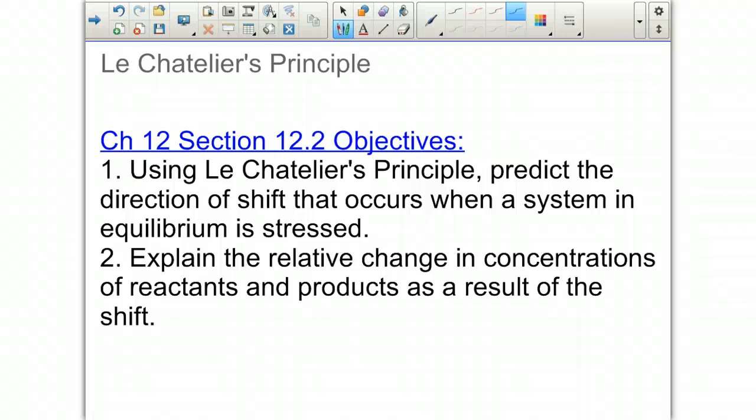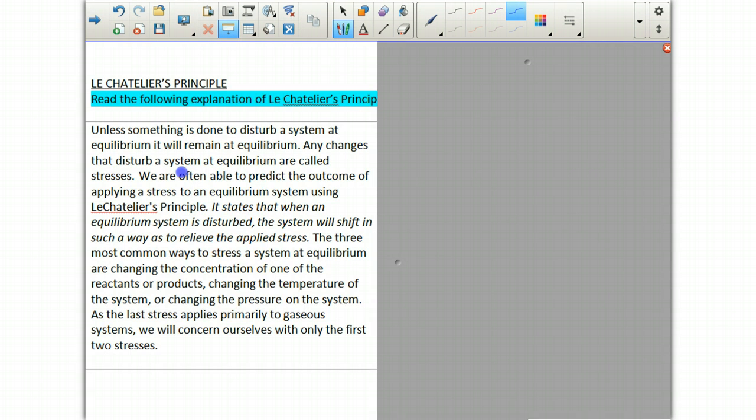Chapter 12, Section 12.2, Objectives. We're going to use Le Chatelier's principle to predict the direction of shift that occurs when a system in equilibrium is stressed. Then we're going to explain the relative change in concentrations of reactants and products as a result of a shift.